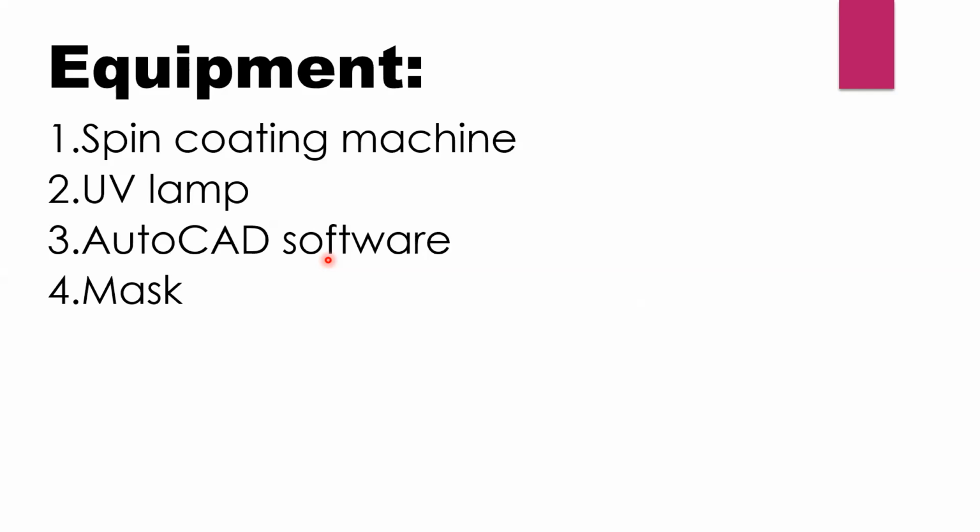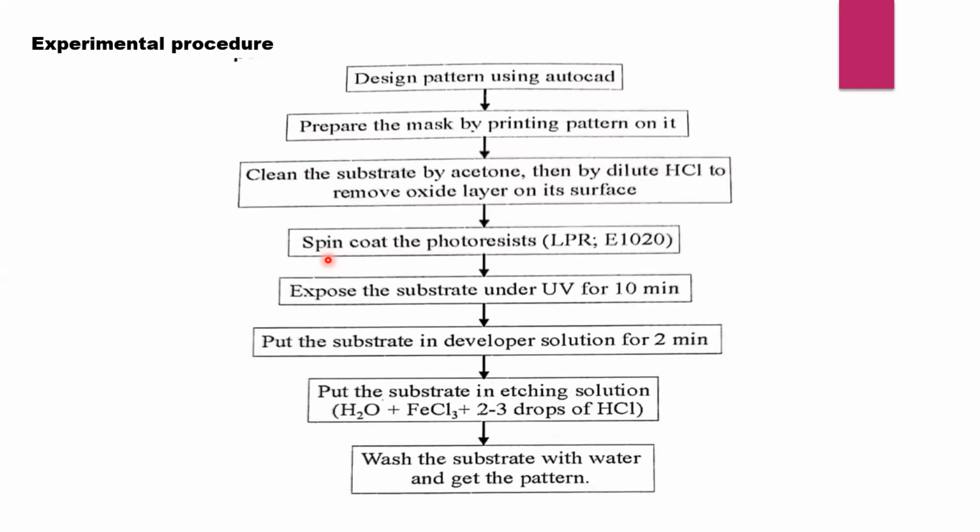Right? So we are done with the chemicals and the equipment required and the role of each and every chemical and equipment required for this particular experiment. The leftover part is the experimental procedure. That is, what is the protocol to be followed in order to design the pattern on our substrate, which is the silicon? So let us go with the experimental procedure.